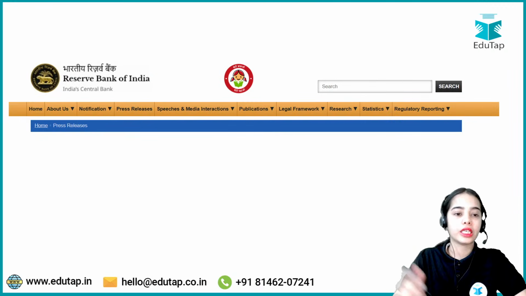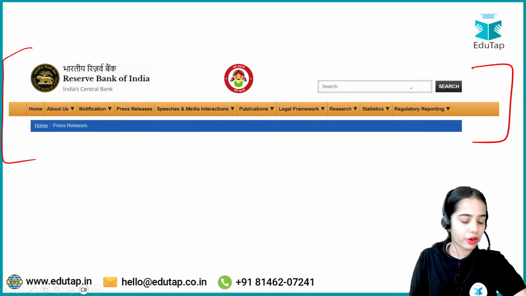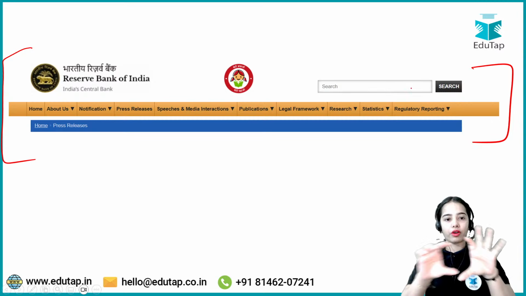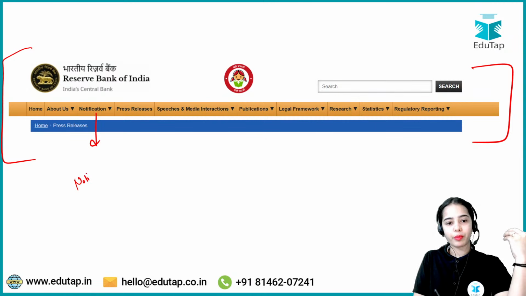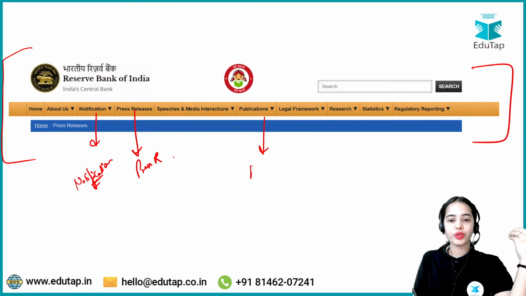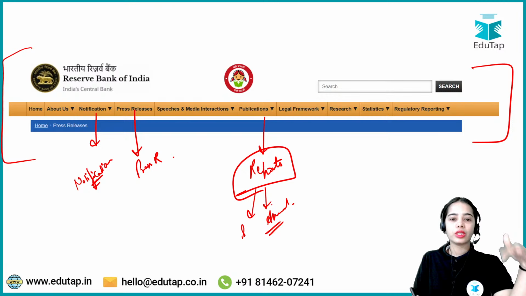Usually if you go to the RBI website, you see this kind of page or this kind of heading. Here the notifications are important. This you have to cover. The press releases are important, as well as the publications, where you get the reports. In the publications there are semi-annual or annual reports and such. So here you will get the reports.